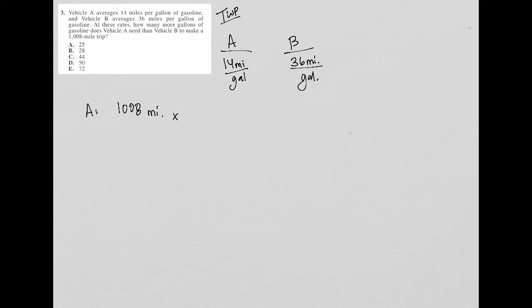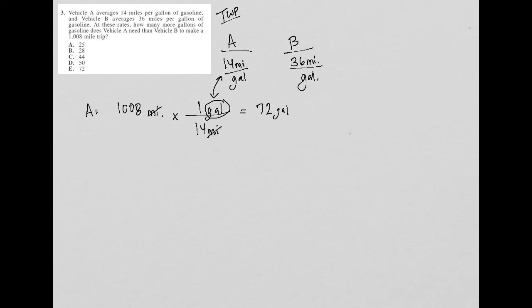I have a conversion factor here that tells me that every 14 miles, this car requires 1 gallon. I reverse the order of my fraction here because I can do that anytime I want. I'm doing that because I want the unit of miles to cross cancel, and I want the unit of gallons to be the unit of my answer. So all I'm going to do is go to my calculator now and take 1,008 and divide by 14. And I see that vehicle A would require 72 gallons of gasoline.